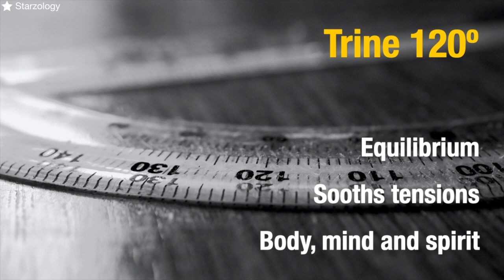So the trine has the ability to soothe tensions, and 2 planets that are trine each other will ease any other tension within the chart. They are certainly working very well together for you. And the key there is body, mind, and spirit. It's like the great trilogies of time, the Father, Son, and Holy Ghost, if you will. But these days we're going to say body, mind, and spirit. You've got your stuff together when you've got trines in your chart.